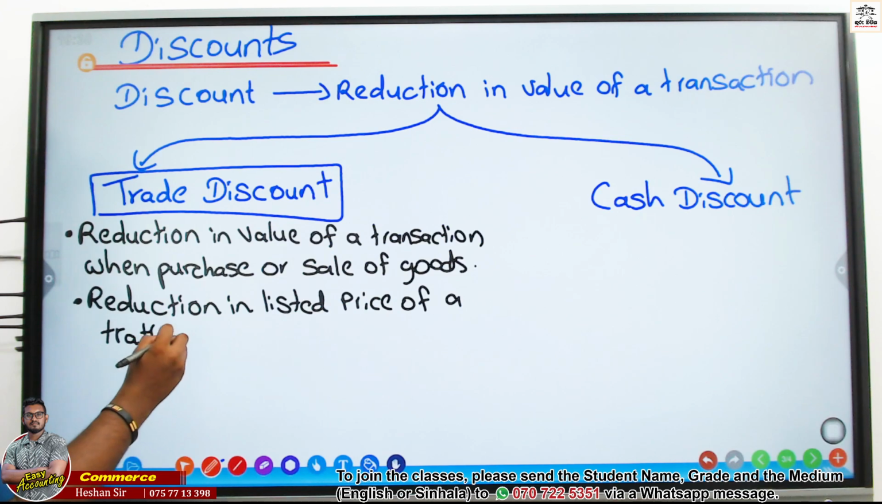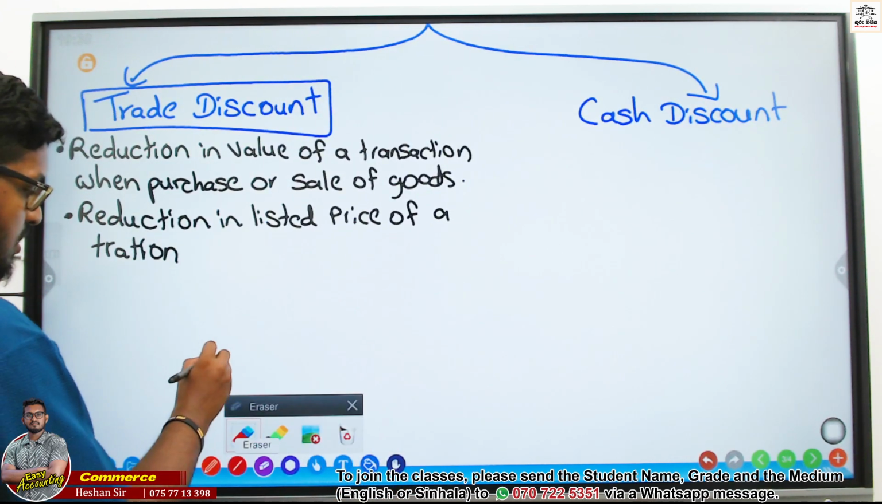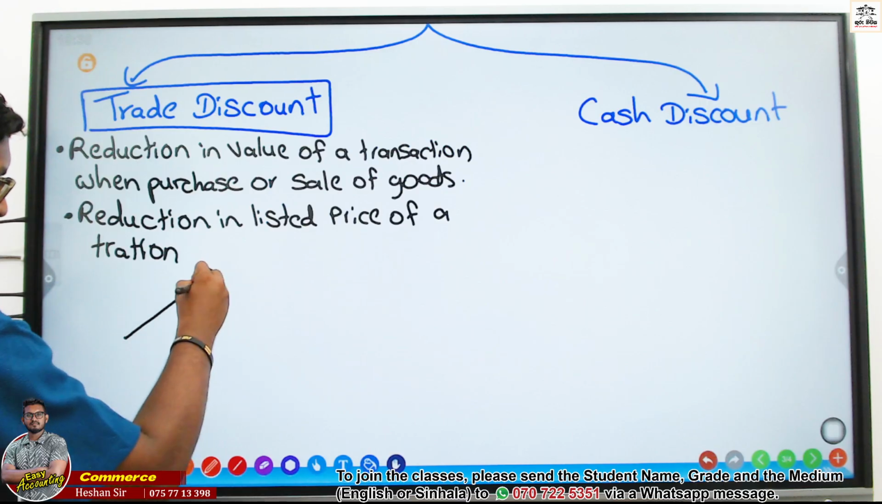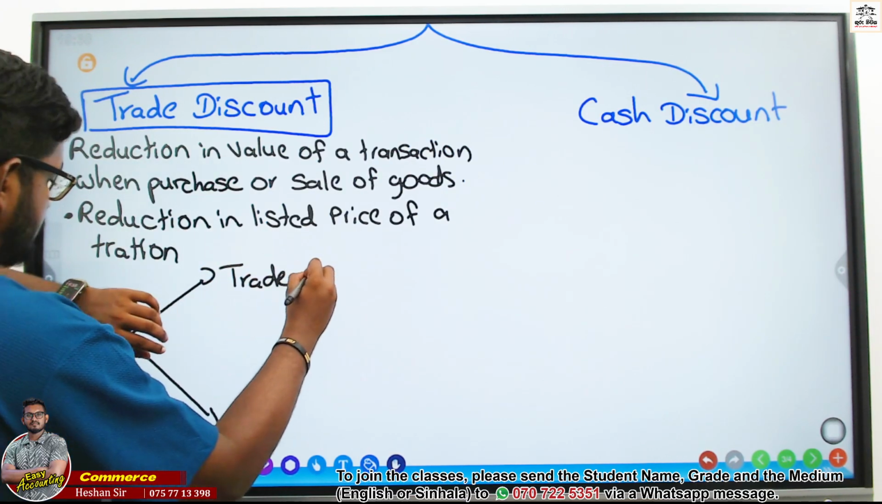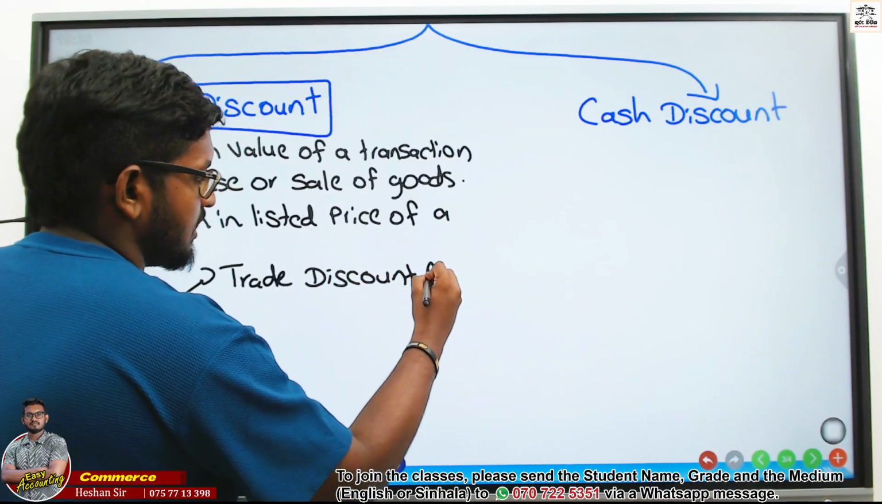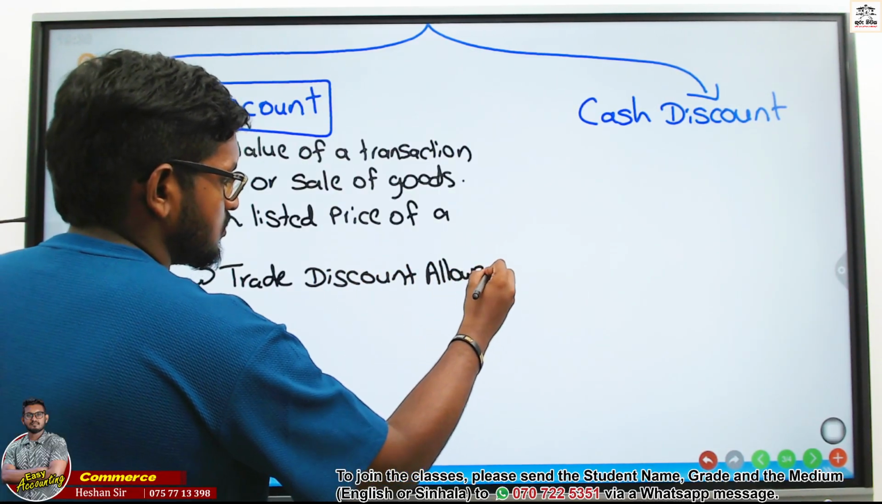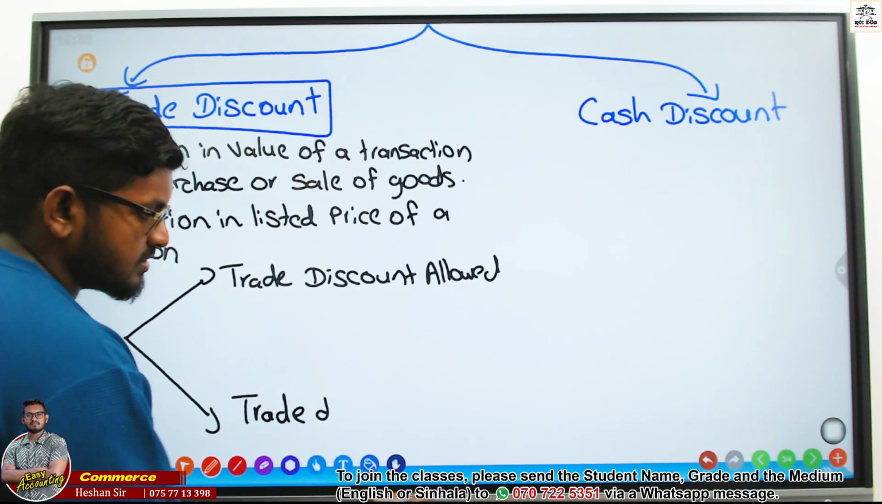We divide this into two: trade discount allowed and trade discount received.